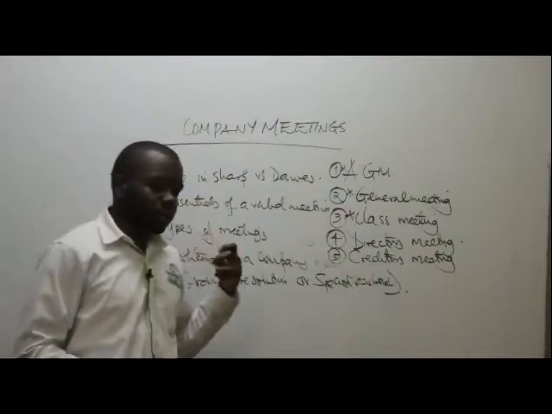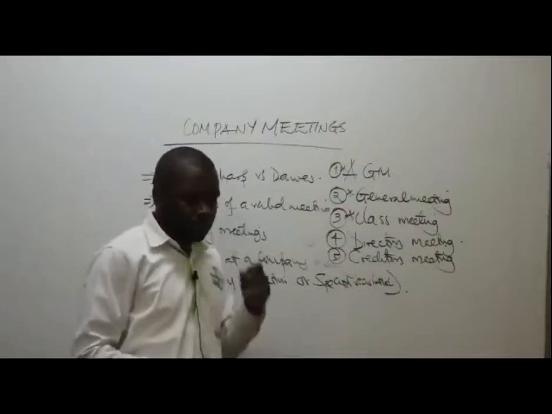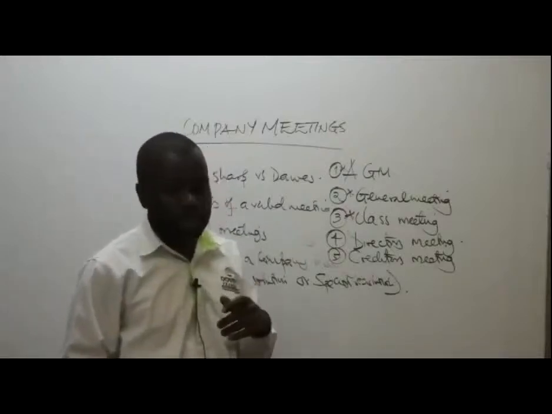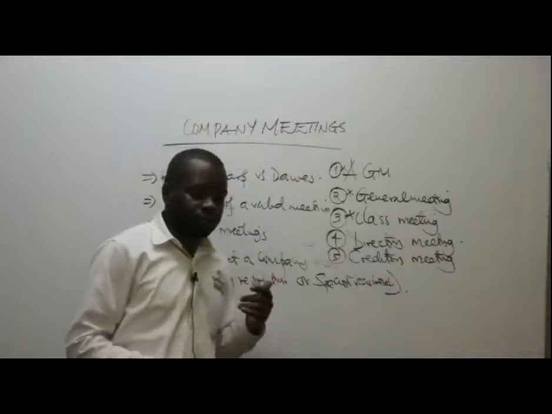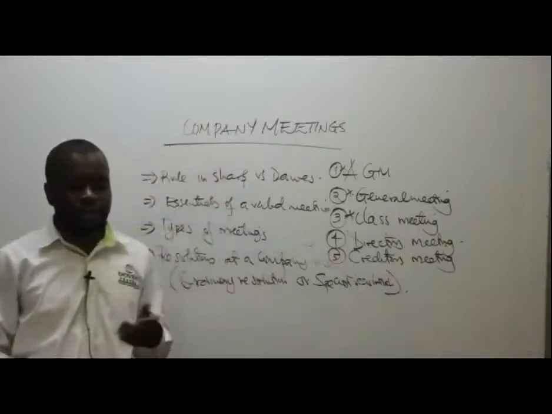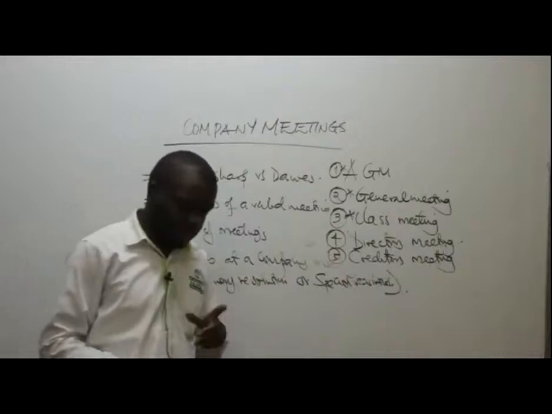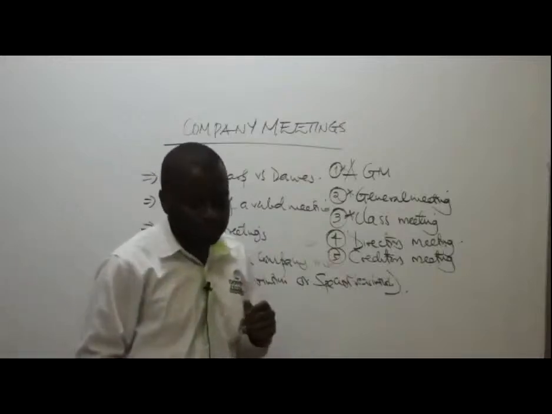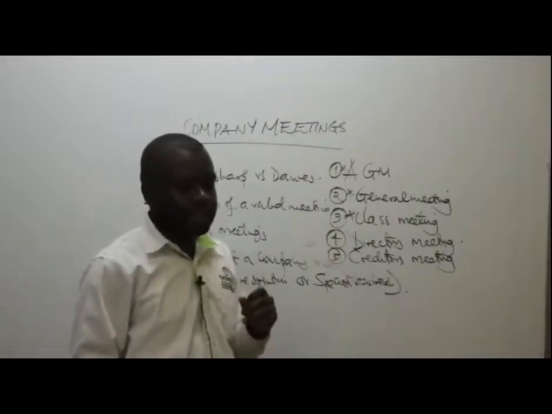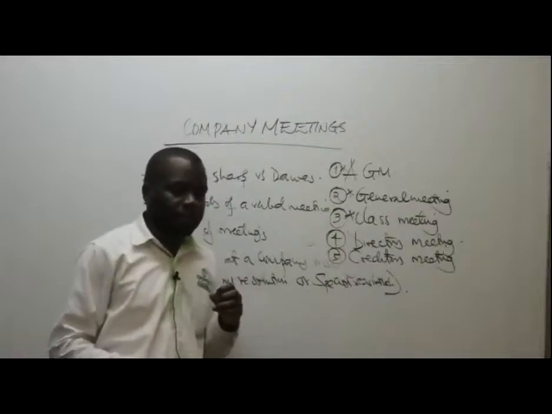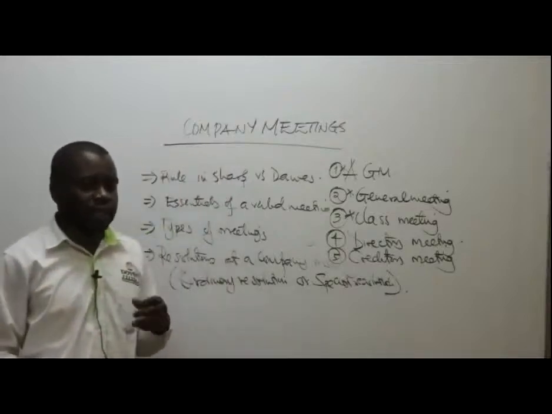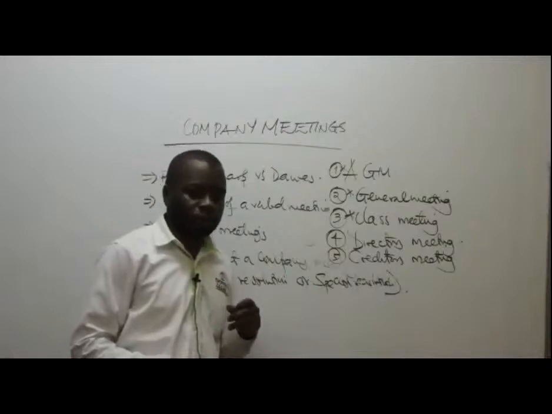Another thing to know about the AGM is that it is mostly held within a period of 6 months after the end of the financial year. So what are we saying? We are saying that this is a meeting that is normally held once each and every year by the company, as per the requirements of the statute, or as per the requirements of the Companies Act.